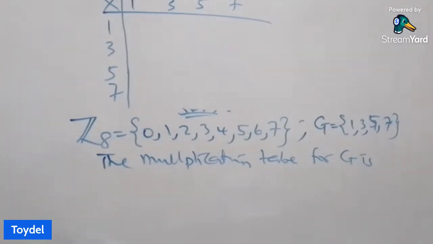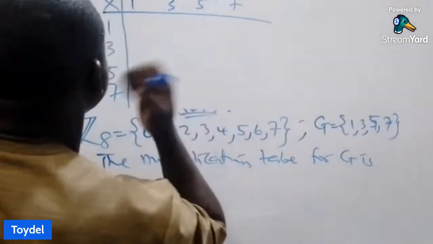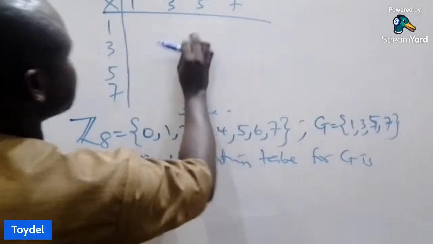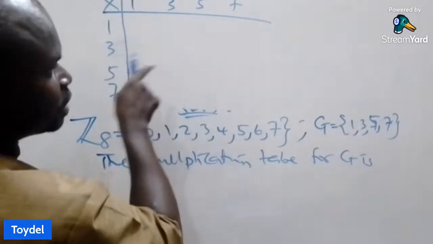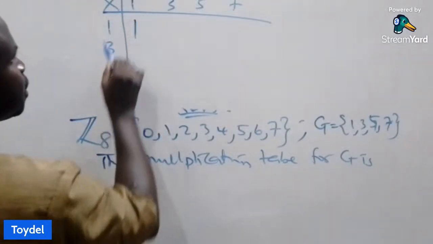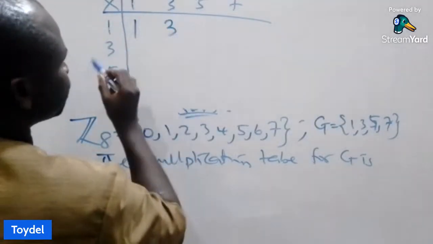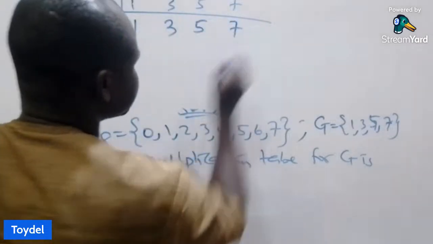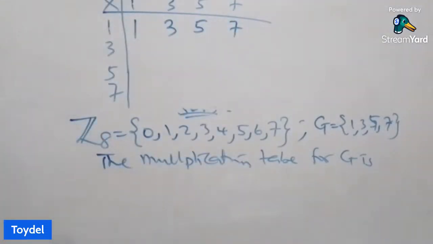The question is G, a subset of Z8 under multiplication modulo 8. So if we are doing multiplication under modulo 8, everything that we get here that is more than 8, we are going to reduce by 8. 1 times 1 is 1. 1 times 3, 3. 1 times 5, 5. 1 times 7, 7. So in that first row, we don't have a problem.